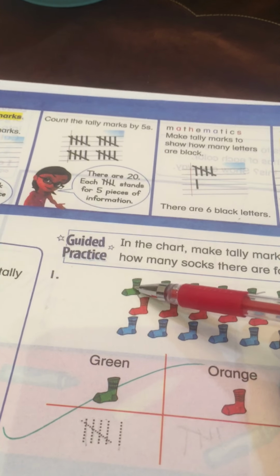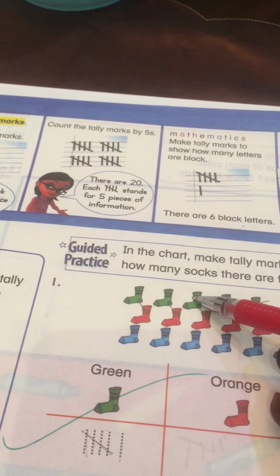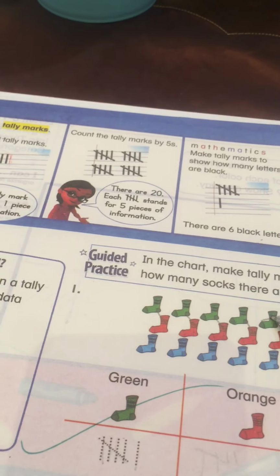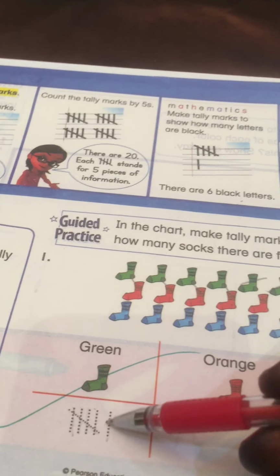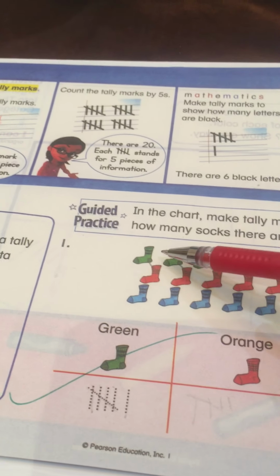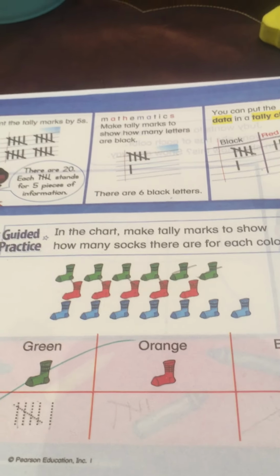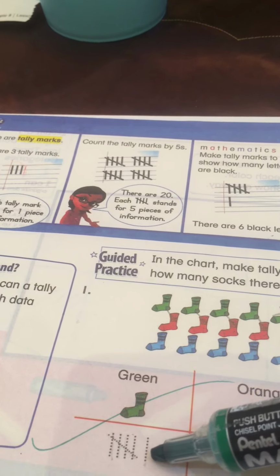So for the green socks, you put 1, 2, 3, 4, and then we have 5, we will slide down, and then I have another one here, I count it by itself. So I have 6, count again, 1, 2, 3, 4, 5, 6. So I have 6 green socks, that means I put 5 tallies plus 1. So this is 6 green.